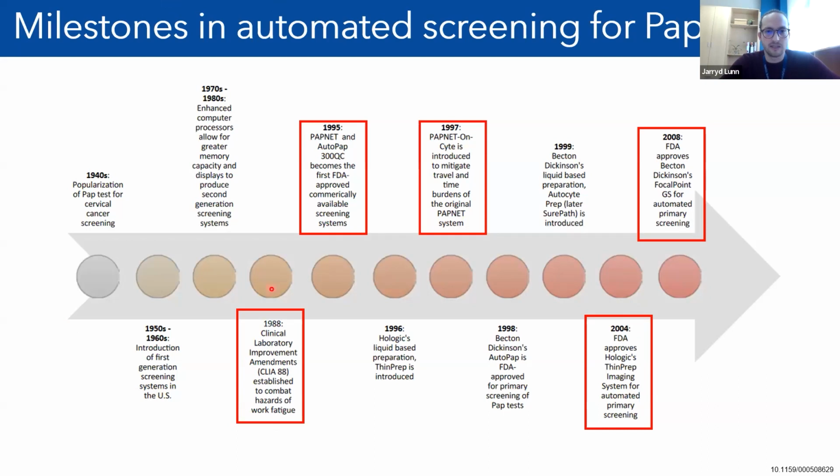And it's had an interesting and quite a long history, starting, interestingly, I think, with the CLI-88, which was set up to combat the hazards of work fatigue. And one of the ways to do that is to outsource some of the tasks that we need to streamline our workflows. PAPnet and AutoPap were the first systems available. I'm going to just look at PAPnet. They then progressed to several other tools that have gained FDA approval, and I'll be looking at one or two of those as we go through the rest.